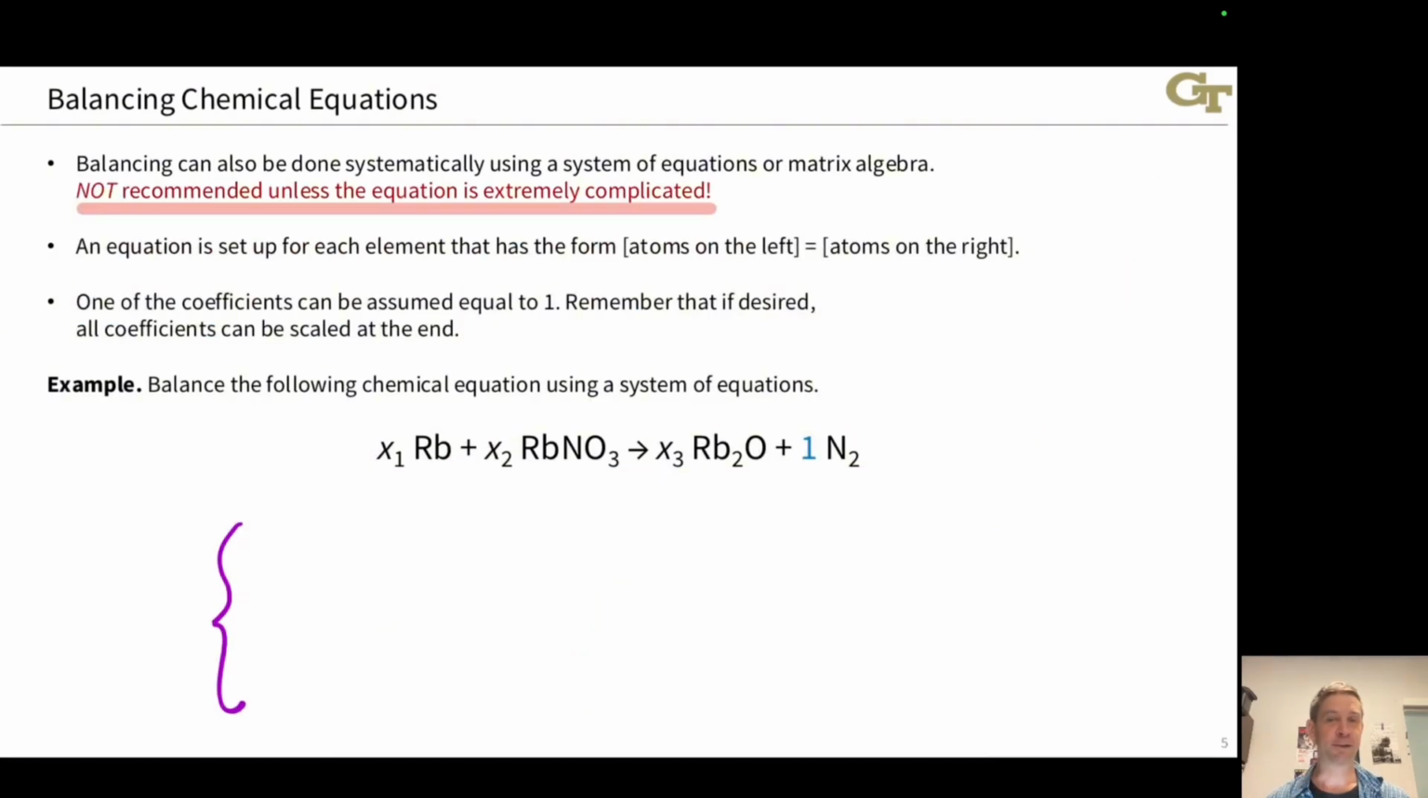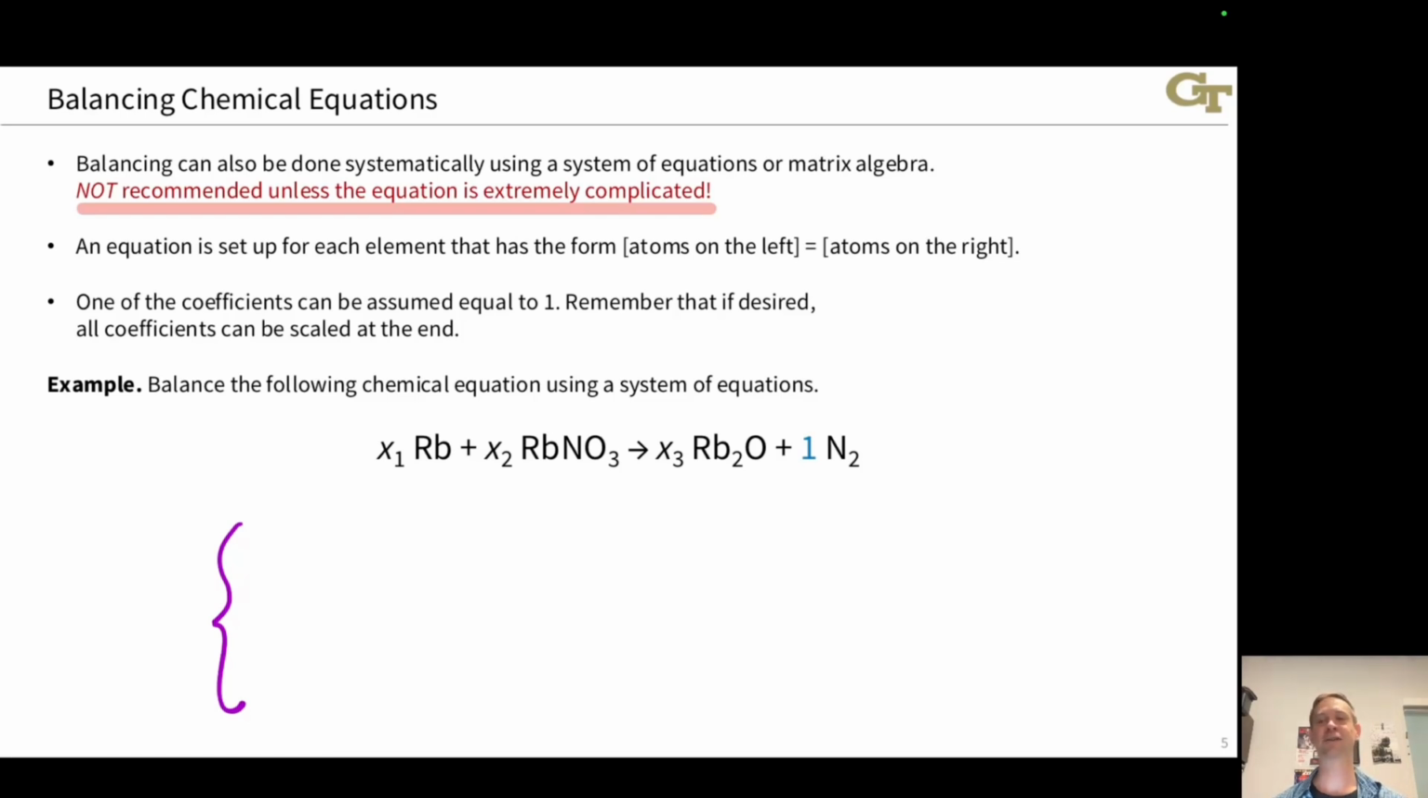Balancing by inspection is what I highly recommend as far as your process for balancing. It can feel a little ad hoc and kind of random, and you might go down a path and realize, oh wait, this is too complicated, I need to back up and start again. There's absolutely nothing wrong with that.